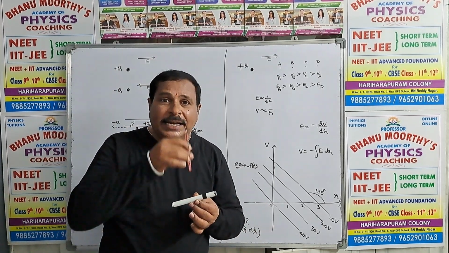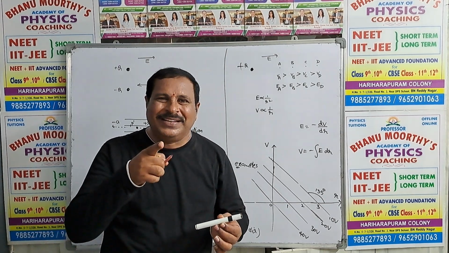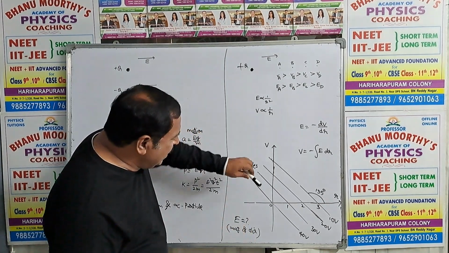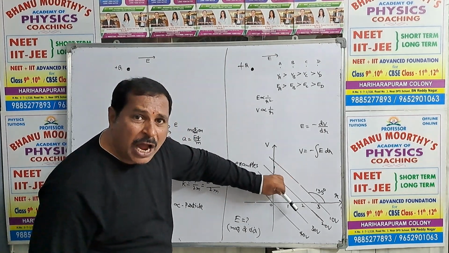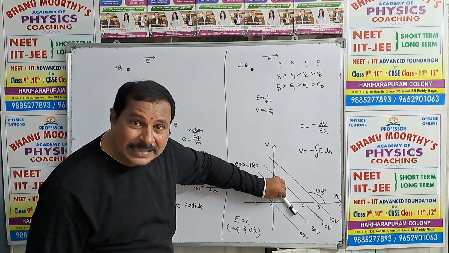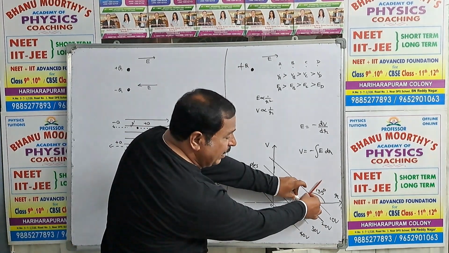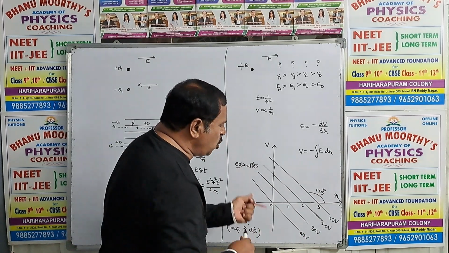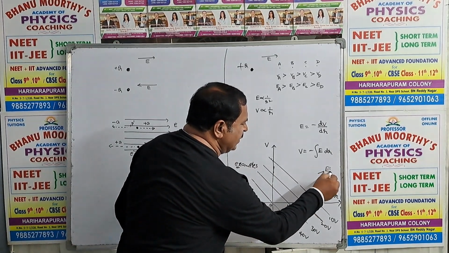So intensity direction is always perpendicular to the equipotential surface. Now my dear students, this is the equipotential surface. For this equipotential surface, I want to draw the intensity. So intensity direction is perpendicular. I want to draw perpendicular like this. This is the perpendicular intensity direction.